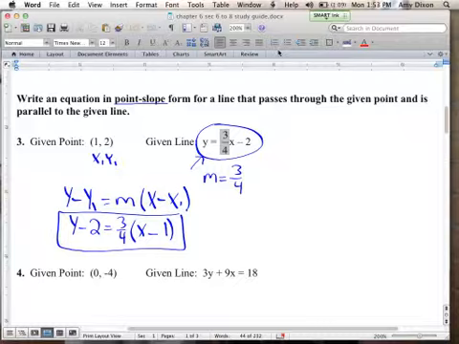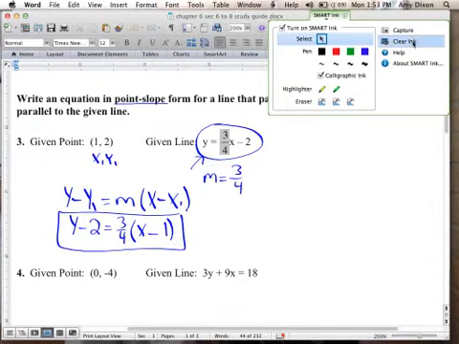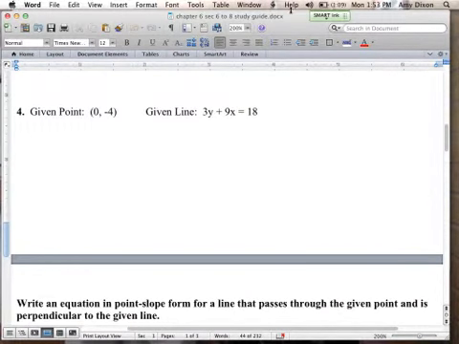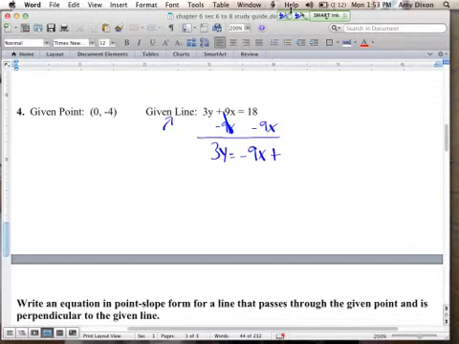All right, let's do another one just like it. Number 4, we're given the point (0, -4), and we want to write the equation of a line parallel to this given line. So what we need to do is find out what the slope is on this line. So we need to solve for y. We're going to subtract 9x from both sides, and you're going to get 3y equals negative 9x plus 18.